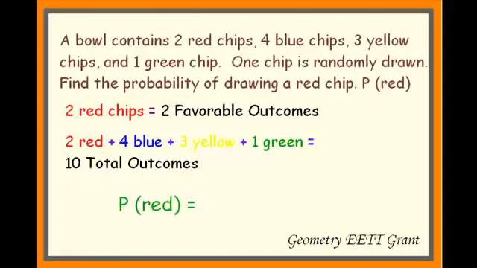So when we write the probability of just drawing a red chip, it's how many reds we have, which is 2, divided by all chips, which are 10. But 2 divided by 10 reduces. That is the same thing as 1/5. So that means out of every 5 chips that you draw, 1 will be red.